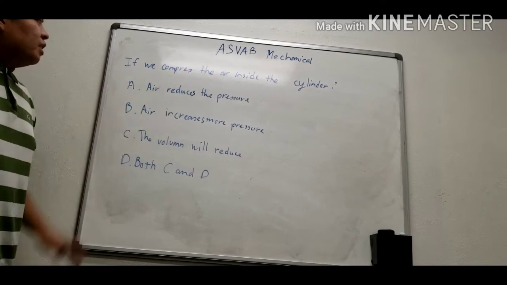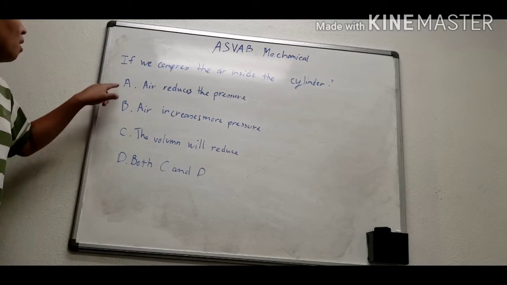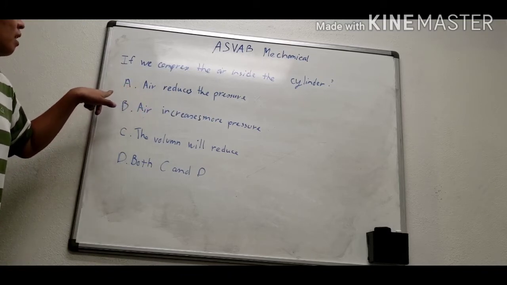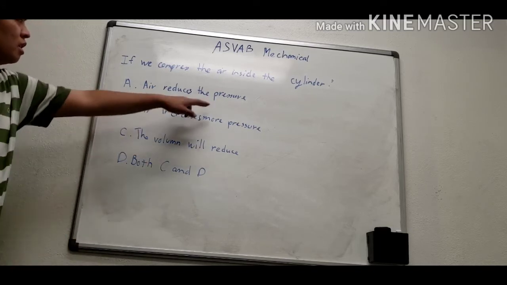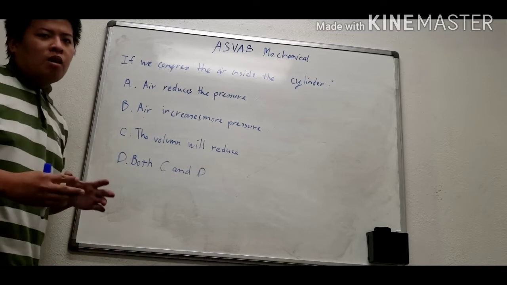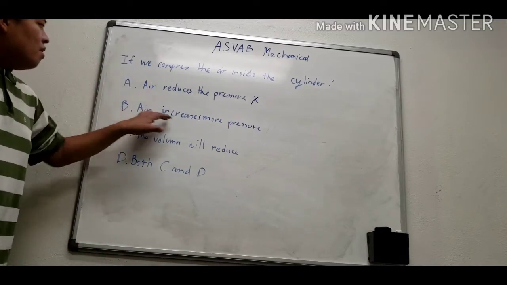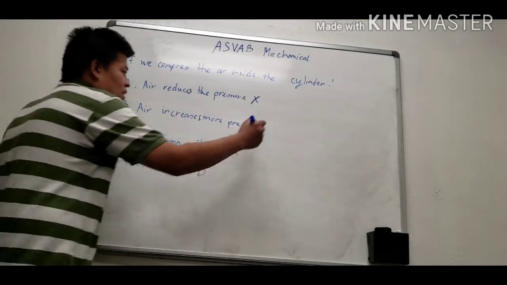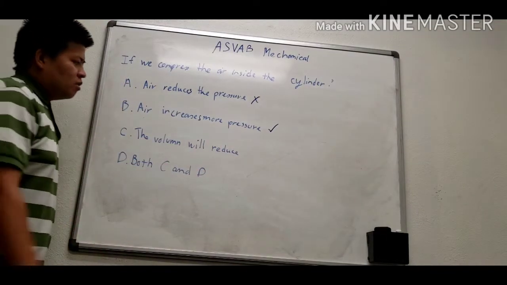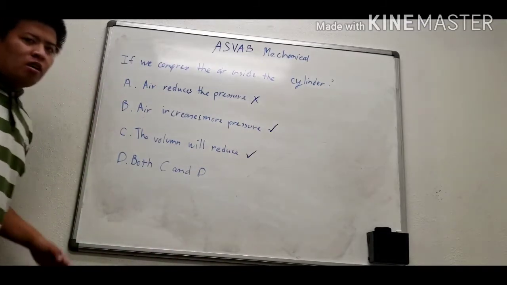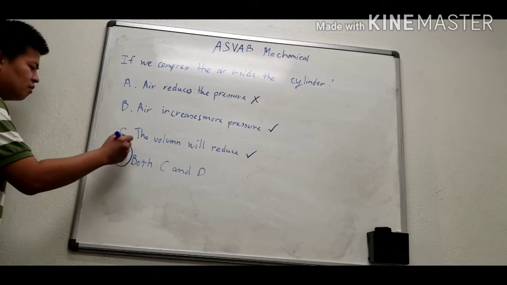If we compress the air inside the cylinder, so we have A, B, C, and we need to find the answer key in here. So air reduce the pressure. This is not correct because when we compress more air, then we will increase more pressure. This is not correct. Air increase more pressure. This is correct because we compress. The volume will reduce. So that's incorrect because when we compress, the air is smaller, the volume. So that's B and C correct. So we choose D.